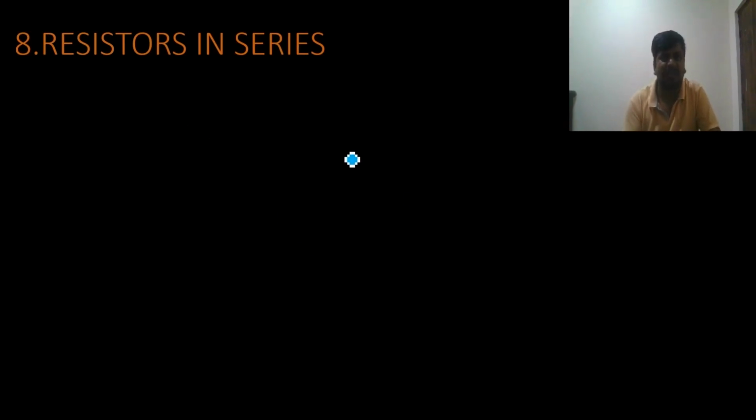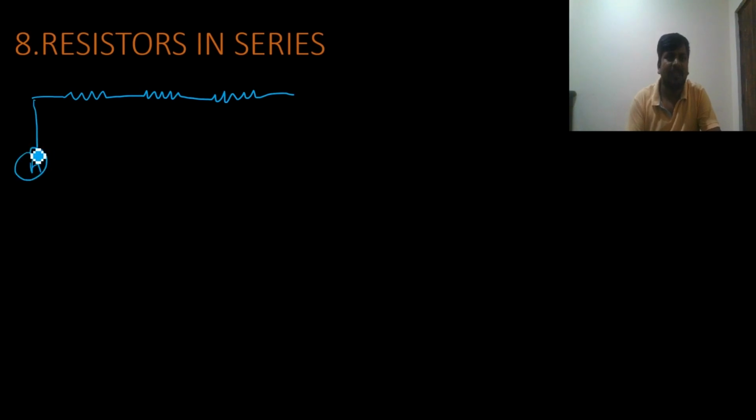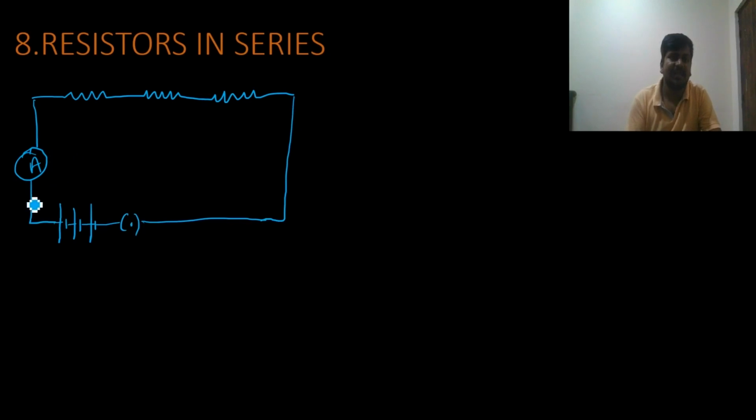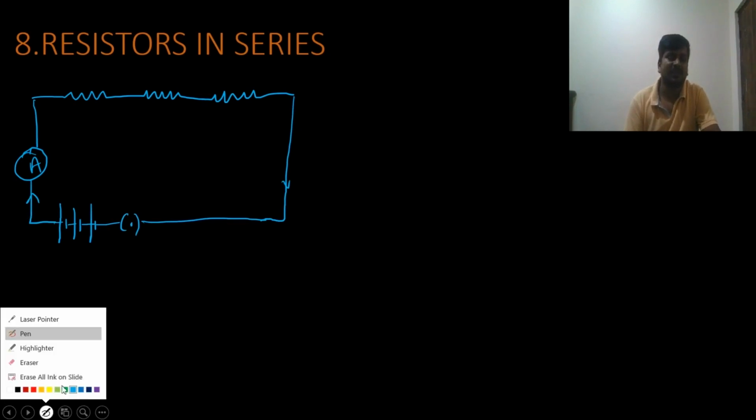Now I am taking 3 resistors, 1, 2 and 3. Here I am taking the ammeter, which is connected to the battery. The battery is made of a number of cells connected together. Then you can take a switch like that. This is a closed switch, and current is passing from the positive terminal to the negative terminal.